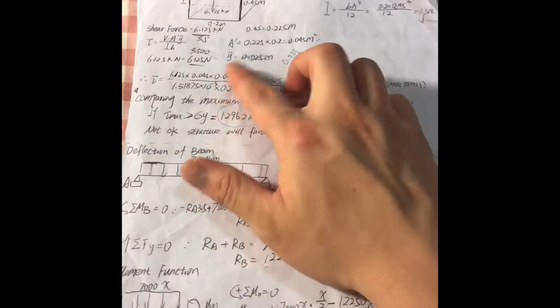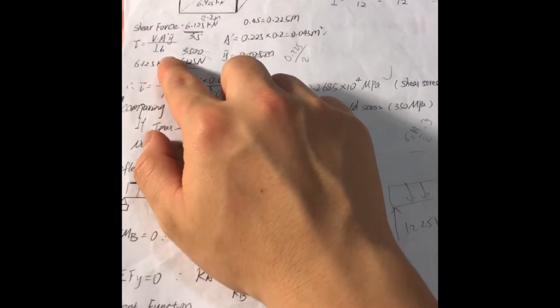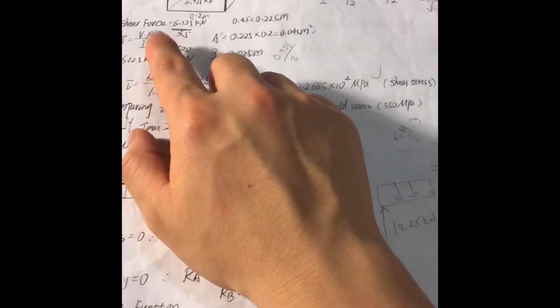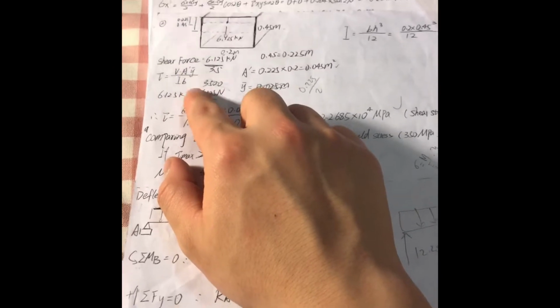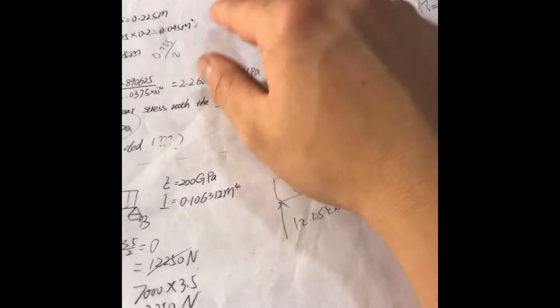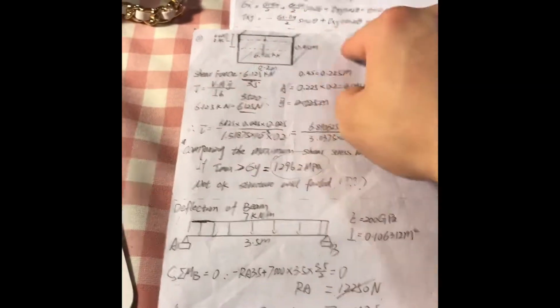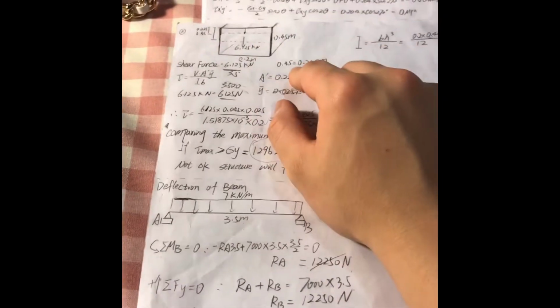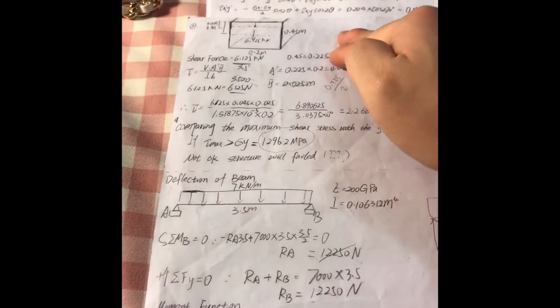From the shear force we can know the tau, this is the formula which we learned in lecture 3 or lecture 5 or lecture 6. So first we have to calculate the centroid and the moment of inertia, because this one is a square, so the centroid is the middle.